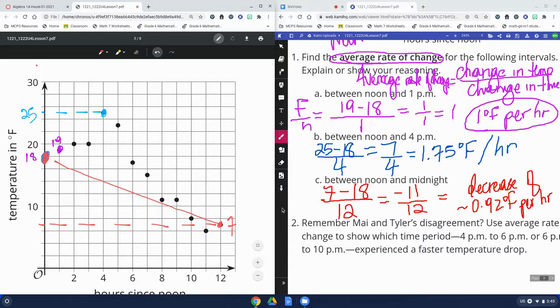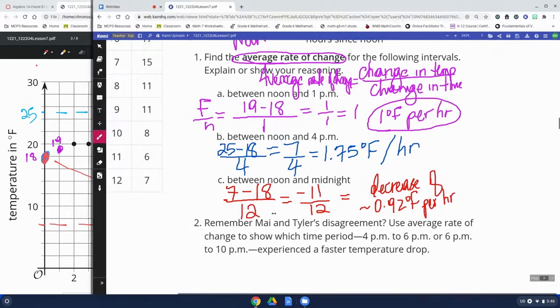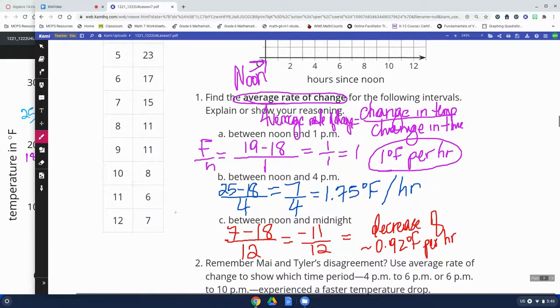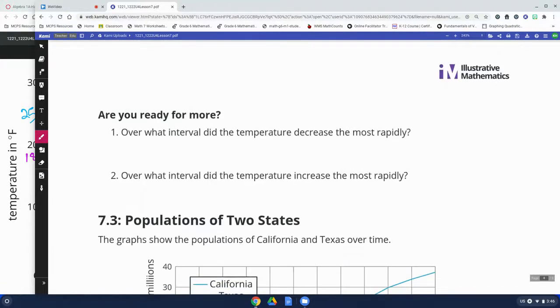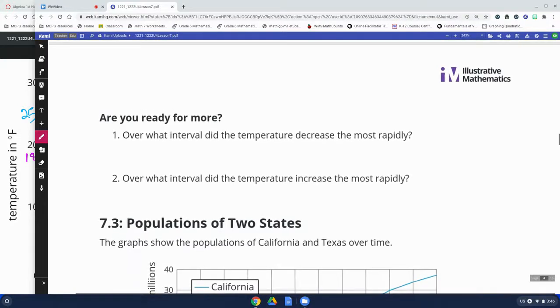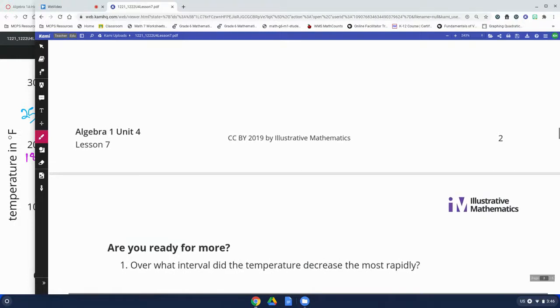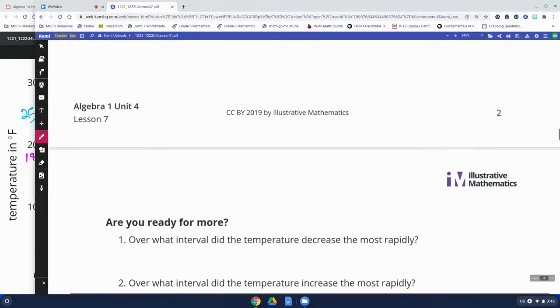All right, let's look at number 2. Oh, we already did number 2. Huh. All right, so we did number 2 already, right? Yes, we did number 2. Okay. Over what interval did the temperature decrease the most rapidly, right? So they're probably talking about 1 hour intervals, right?